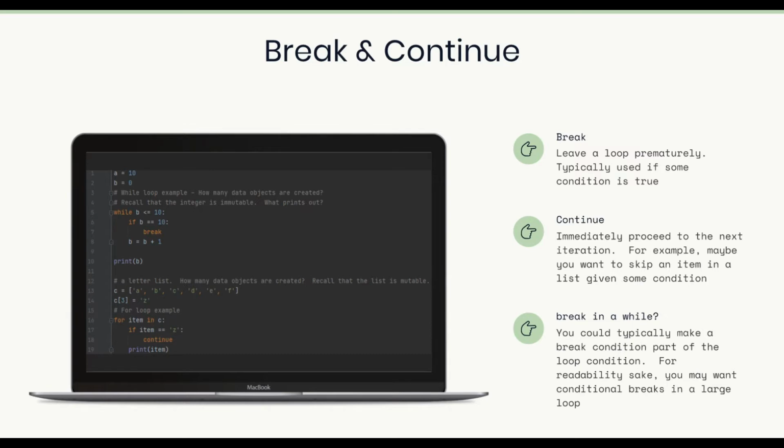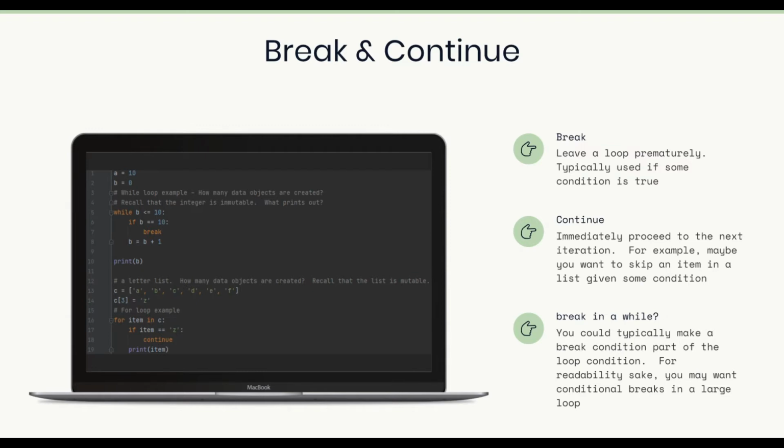So continue lets you essentially possibly skip an item in list iteration. So break in a while. On that last bullet point, it says you could typically make a break condition part of the loop condition. So we could say if b is less than or equal to 10 and b is equal to 10, and then we could lengthen that out a bit.